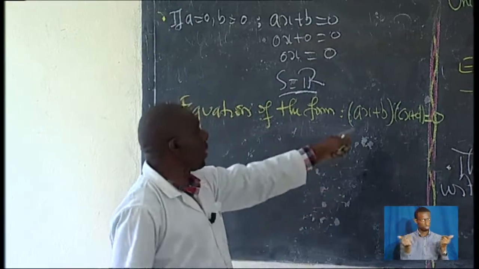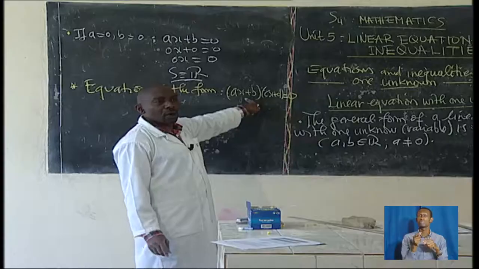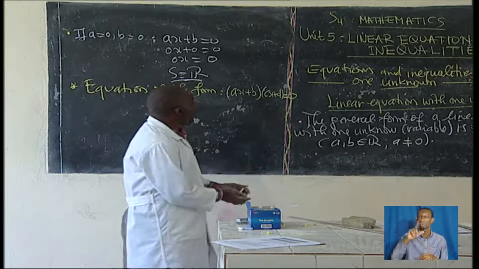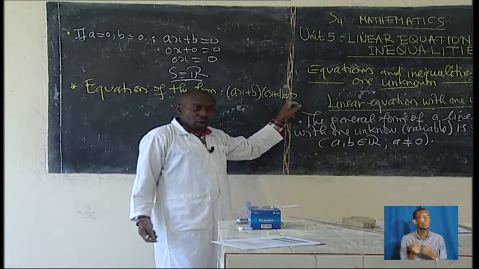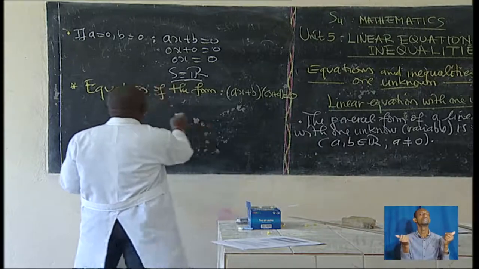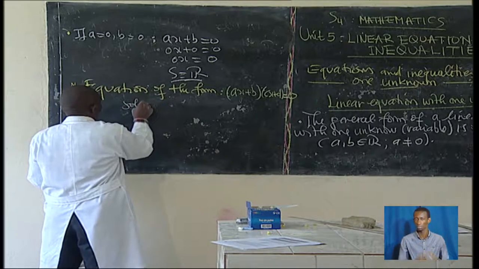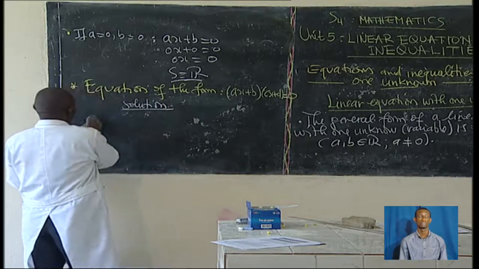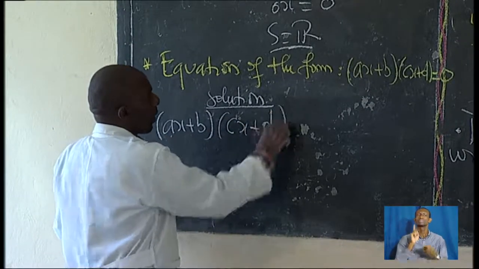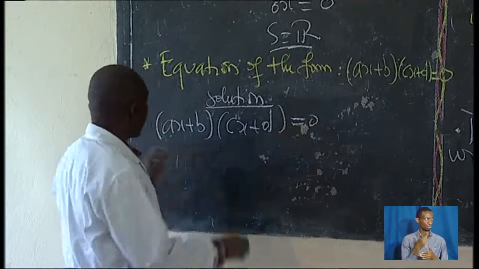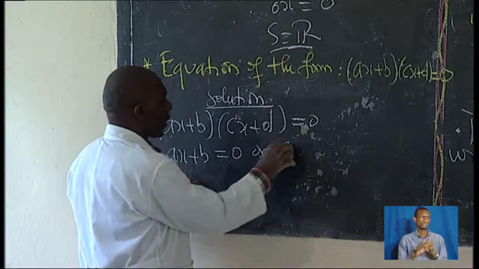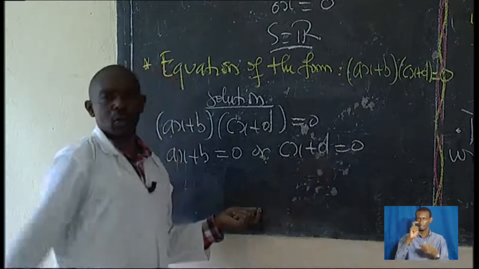To solve this kind of equation, depending on linear equation in one variable, as the right-hand side is equal to zero, you equate each factor, then you solve for x. Therefore, solving this equation, I'd be having ax plus b times cx plus d equals zero. As I said, the right-hand side is zero. We have ax plus b, the first factor, is equal to 0, or cx plus d equals 0.